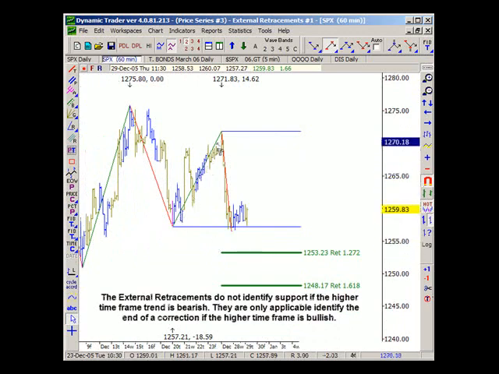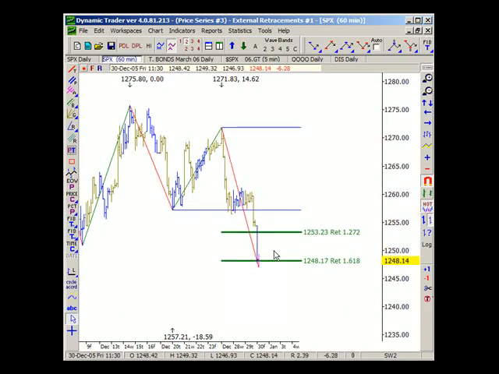So we've made the external retracements of 127 and 162. Those are relevant if we believe this market is in a higher time frame bull trend and the market is making the final swing down in this correction. So we'll just add the bars on.